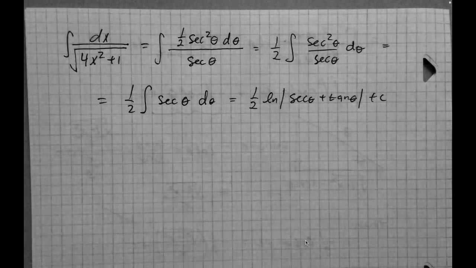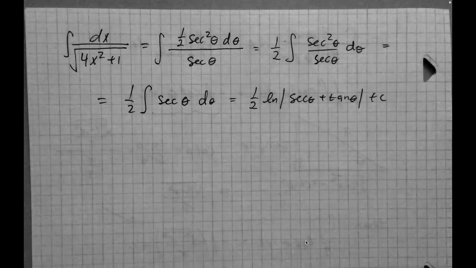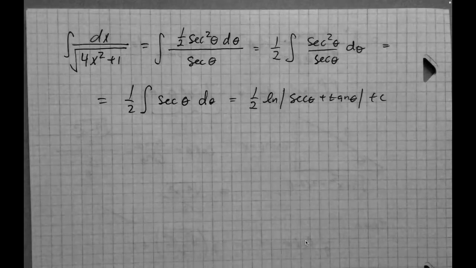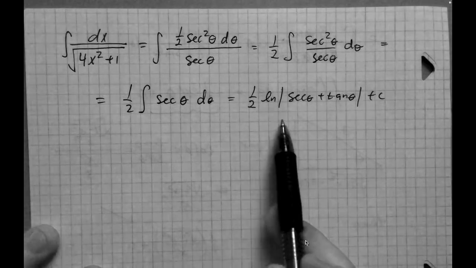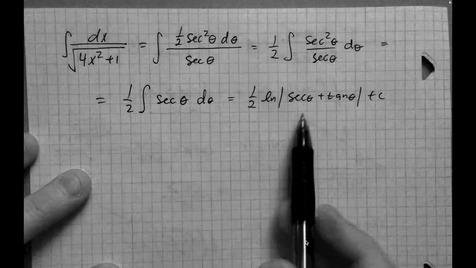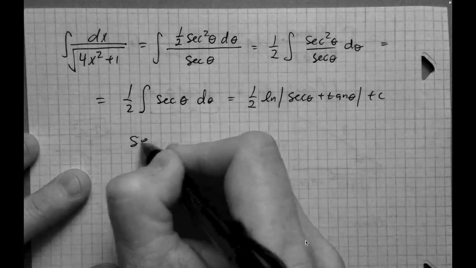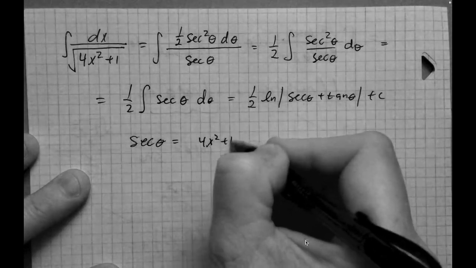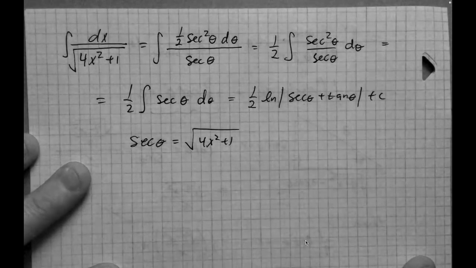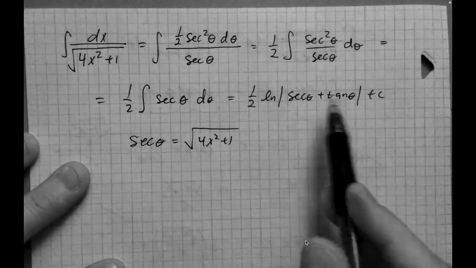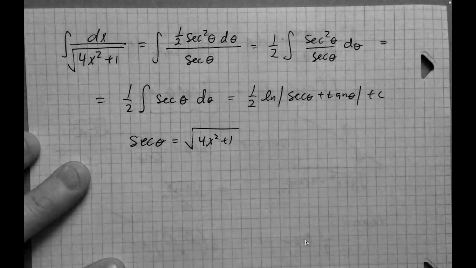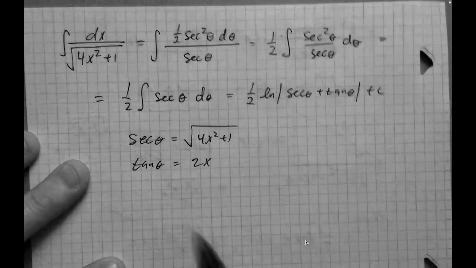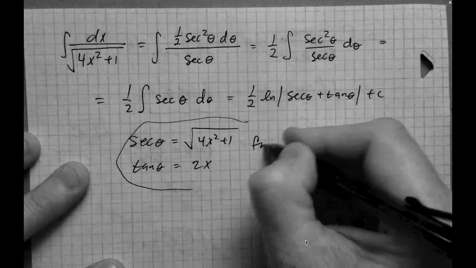Okay, now how do we get back to what we saw? Well, most of these things actually have substitution. So the secant theta we saw earlier, secant theta was basically the square root of 4x squared plus 1. That's what we saw earlier. And the tangent of theta, well, that was our initial substitution. So tan theta is equal to 2x, right? So, right, this is from before.